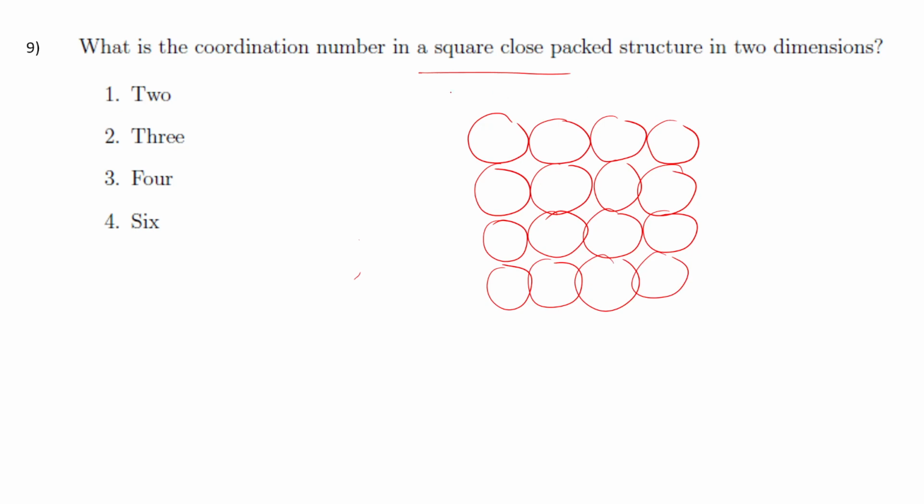And the coordination number means, for a given sphere, how many other spheres it is connected to, or it can coordinate with. So it is just 1, 2, 3 and 4. So this will be your answer. Okay, 4 neighboring.